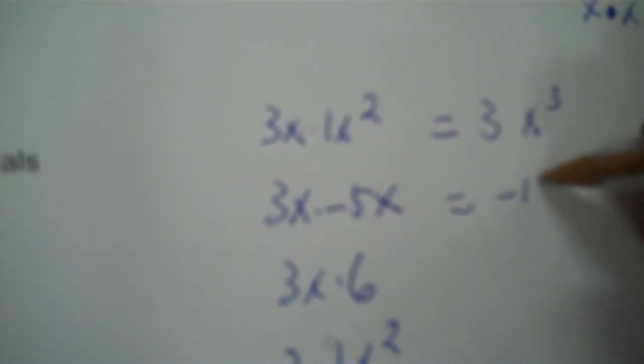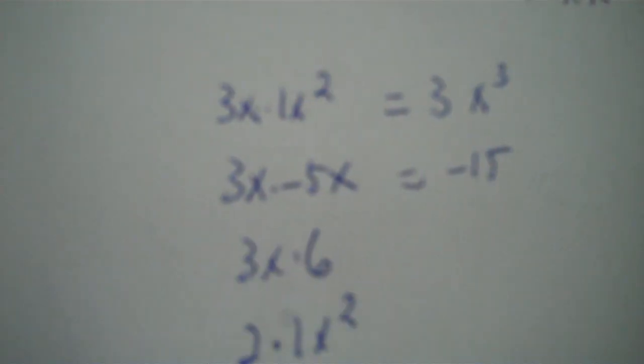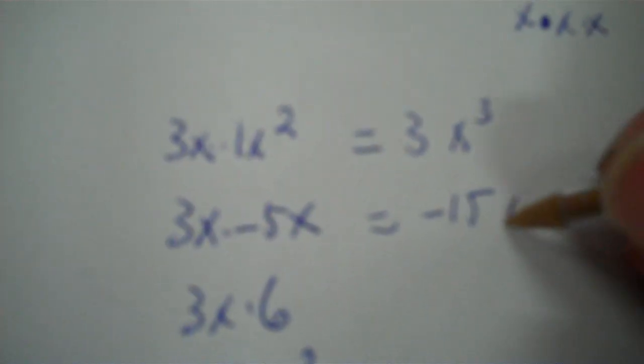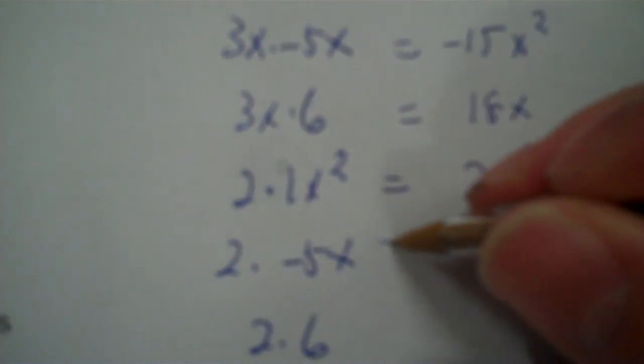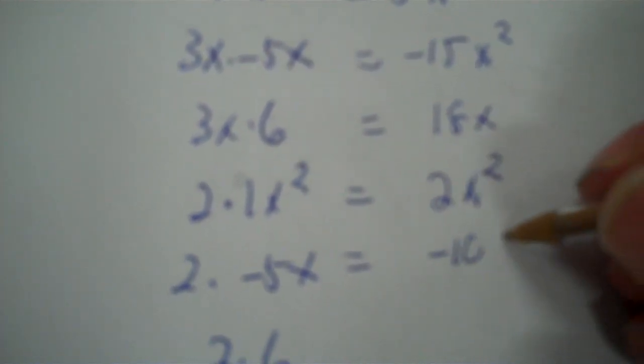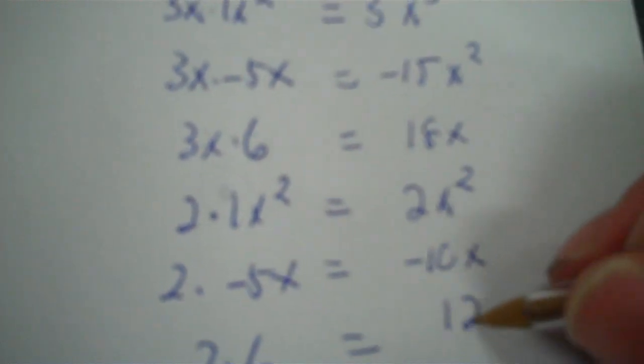Then the 3 times a 1 is 3. 3 times negative 5 is negative 15. Then the x times the x. Again, x is a number, and we don't know what the value is for the number, so we just express the product of two x's as x to the second. Okay, then 3 times x, or 3x times 6 is 18 with x. Then 2 times 1 is 2, and then we'd have x to the second. 2 times negative 5 is negative 10, then we'd have x, and then we'd have 12.